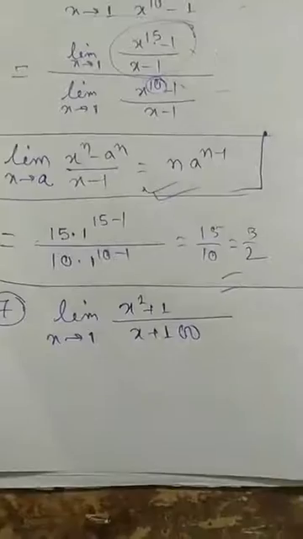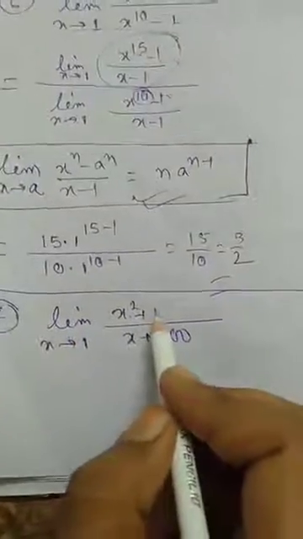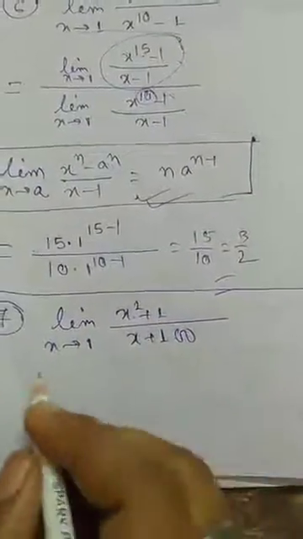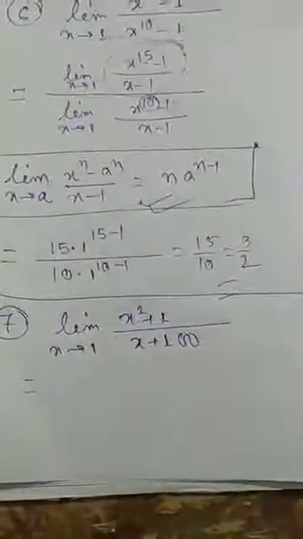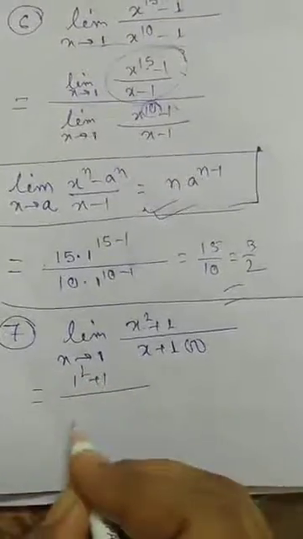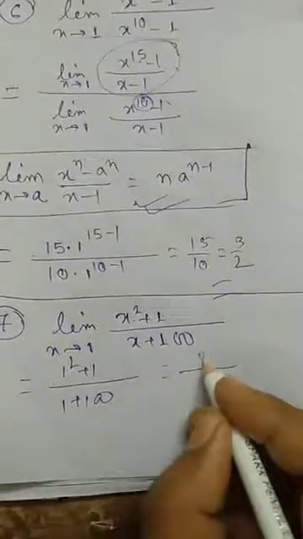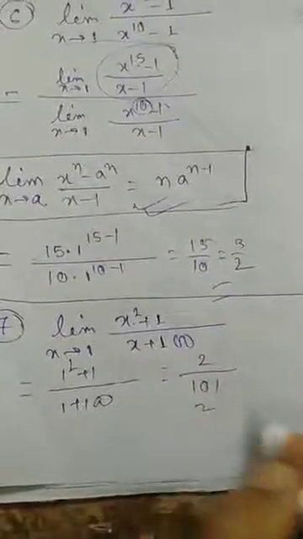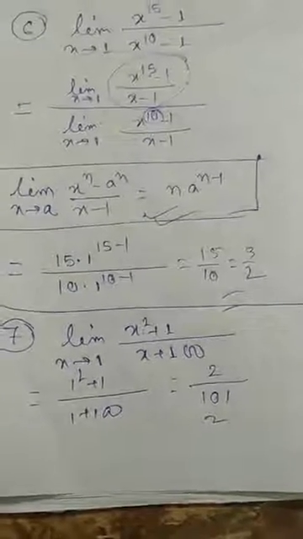Next problem is limit x tends to 1 (x^2 + 1)/(x + 100). So directly you can put x is equal to 1 and you will get the answer. So (1^2 + 1)/(1 + 100), so 2 by 101. This is the answer. And this is the time management method.